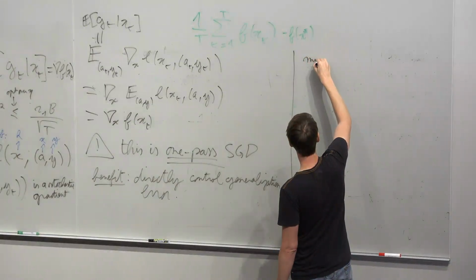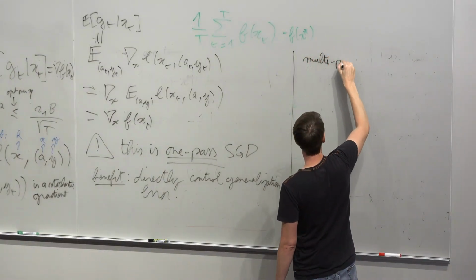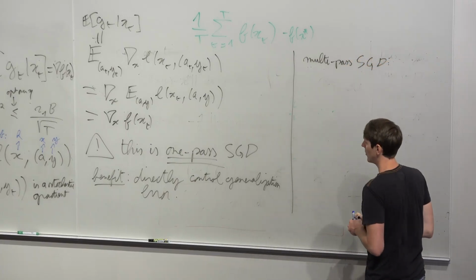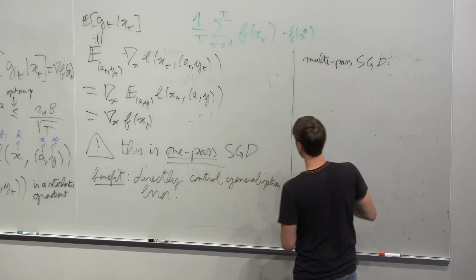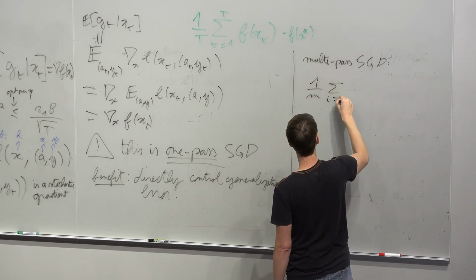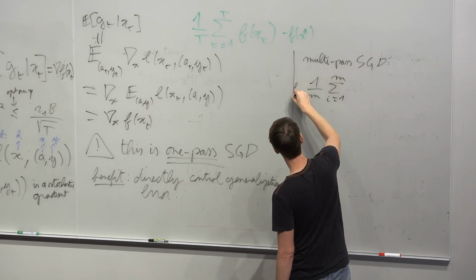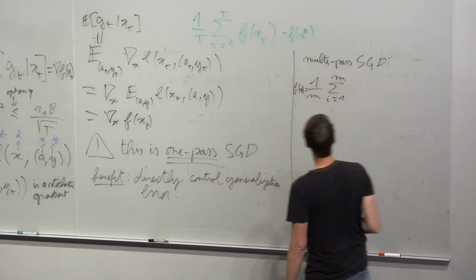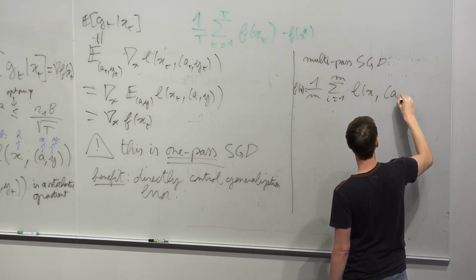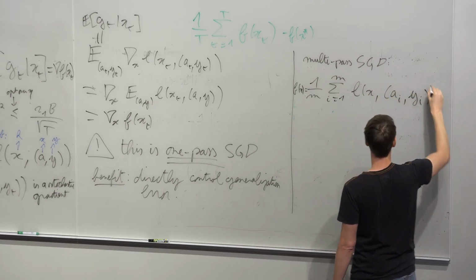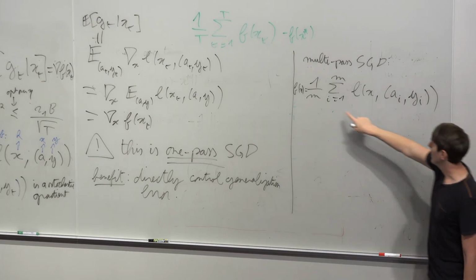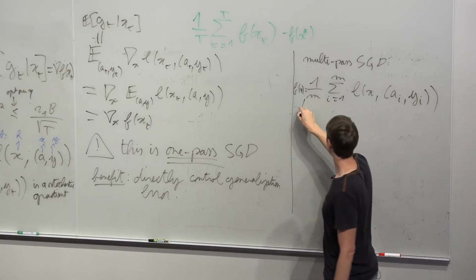So multipass SGD is the following. You have your data set of size m. So you have 1 over m, the sum for i equals 1 to m, of L of x on the pair ai, yi. This is going to be your f of x. Okay, so you have m examples ai, yi, and this is your training error.